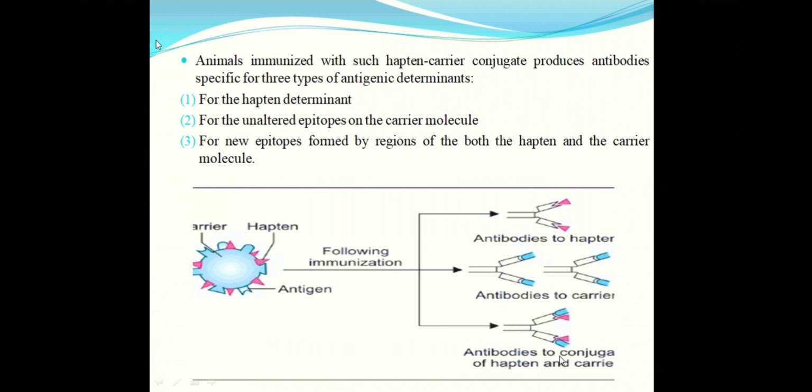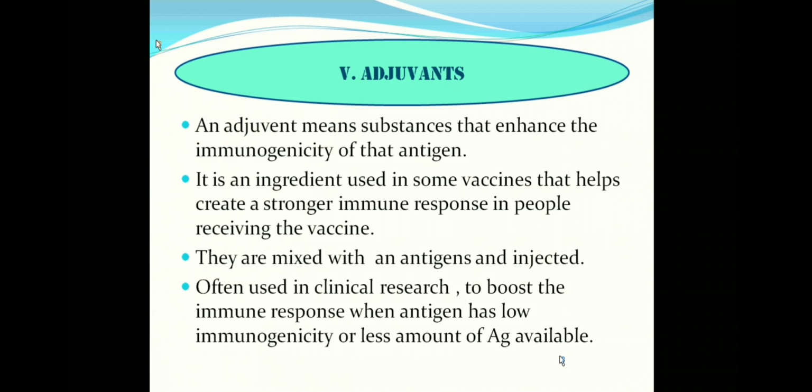Then adjuvants. An adjuvant means substances that enhance the immunogenicity of an antigen. It is an ingredient used in some vaccines that helps create a stronger immune response in people receiving the vaccine. They are mixed with an antigen and injected, often used in clinical research to boost the immune response when the antigen has low immunogenicity or less amount of antigen is available.